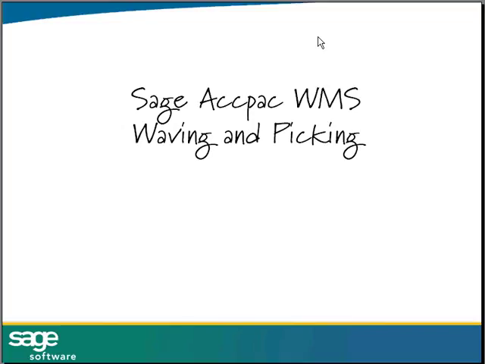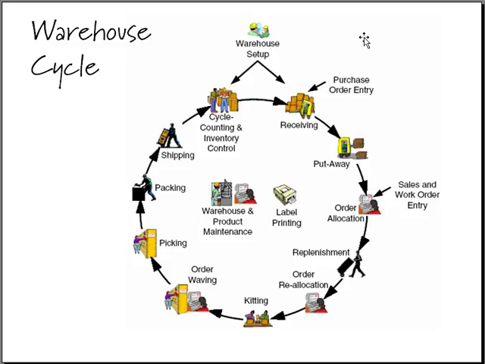Now that the order has been successfully allocated, we can now waive that order and release it to the warehouse staff for picking. In this section, we're going to have a look at how to waive an order, and we're actually going to go through a demonstration in terms of how to pick that order, and we're going to see that order sent back to ACPAC.